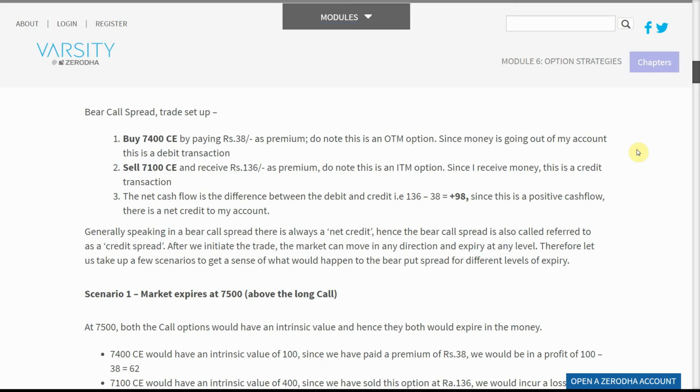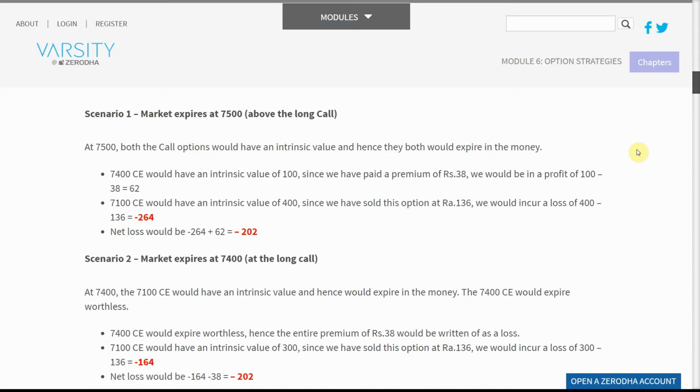After we initiate the trade, the market can move in any direction and expire at any level. Therefore, let us take up a few scenarios to get a sense of what would happen to the bear call spread for different levels of expiry. Scenario 1: market expires at 7,500, above the long call. At 7,500, both the call options would have an intrinsic value and hence they both would expire in the money. 7,400 CE would have an intrinsic value of 100. Since we have paid a premium of 38 rupees, we would be in a profit of 100 minus 38 equals 62.